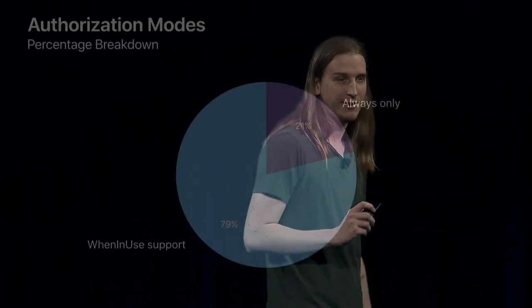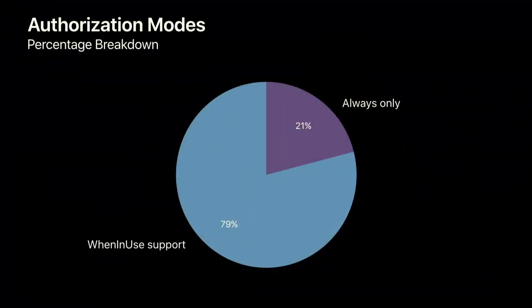Almost 80% of location using apps on iOS support when in use authorization. A mere 21% have chosen to require always authorization from the user. Users love the when in use authorization mode, and thanks to your efforts, they almost always have it available to them. We think this is fantastic, but we wanted to see if we could do better.